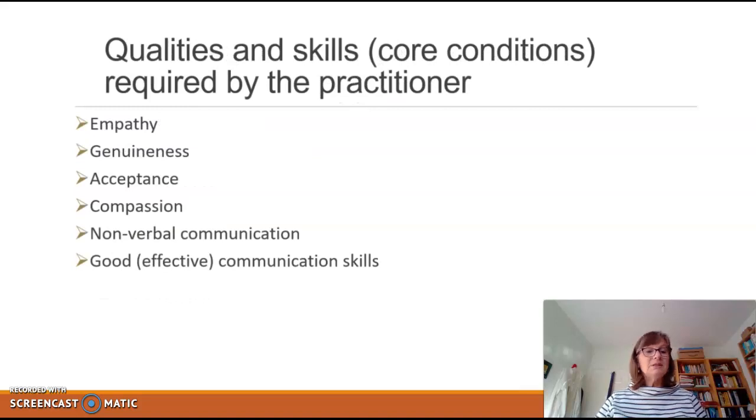And finally, we need to think about the skills that we need. So in order to be client or person-centered, we need to have certain skills and qualities about us. And those, again, we're going to develop in the module. Firstly, empathy. And that is very different to sympathy. It's not feeling sorry for somebody. It is about trying to put yourself in that person's shoes, trying to walk the journey with them, trying to understand what it's like from their perspective.